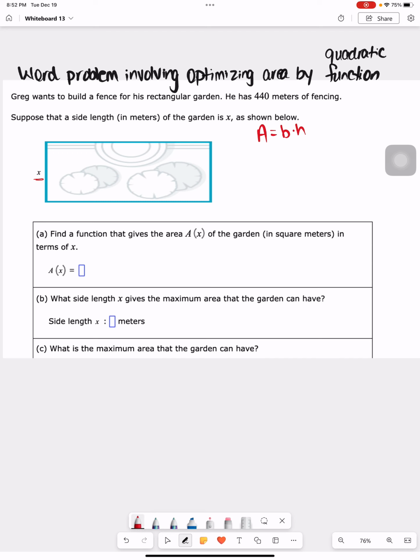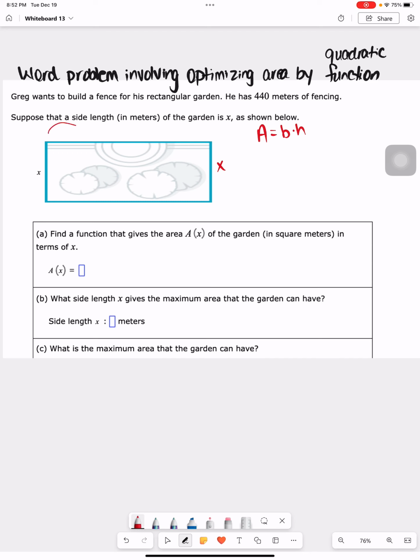We need to take it back to geometry, and let's think about the properties that relate to rectangles. What we know with rectangles is that opposite sides are congruent. That means that opposite sides are equal. So what that also means is that if this one side over here is X, then the other side is X.